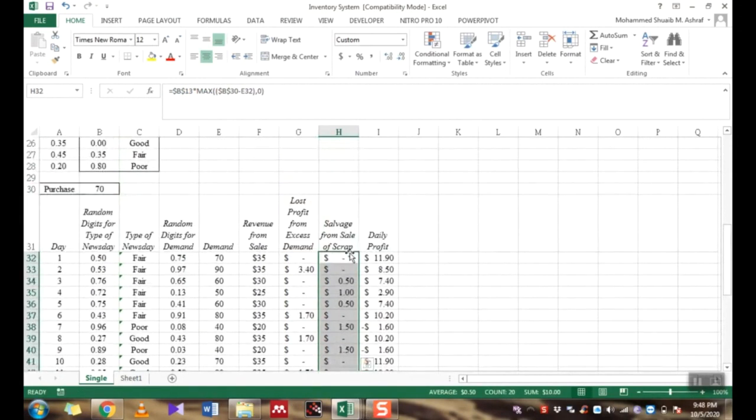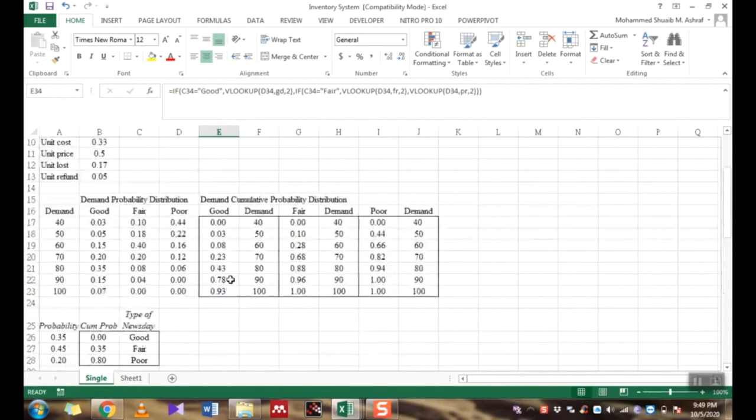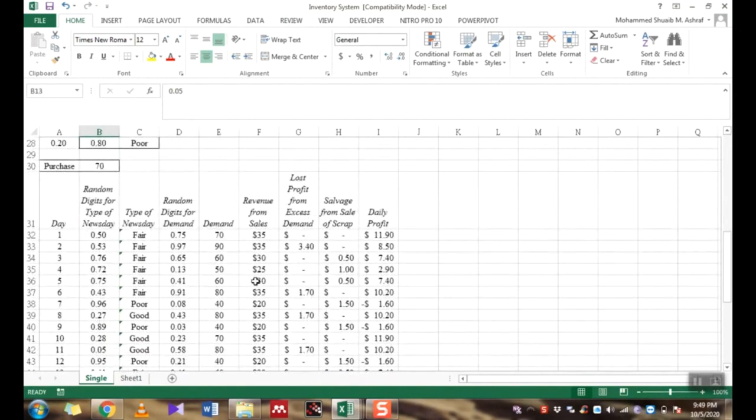And I will get the salvage value from sale of scrap. See, on day third, the demand is 60. So at the end of the day, 10 papers will be left that will be returned at the rate of 5 halala, meaning 10 multiplied by 5 equals 50 halala. So this formula is being applied. Finally, the daily profit is being calculated.